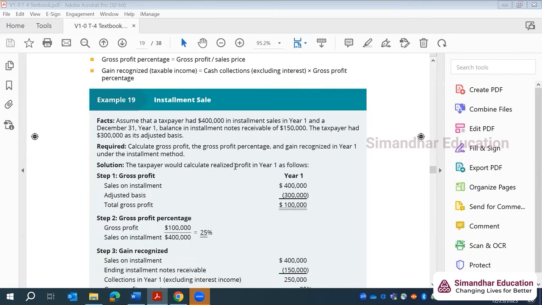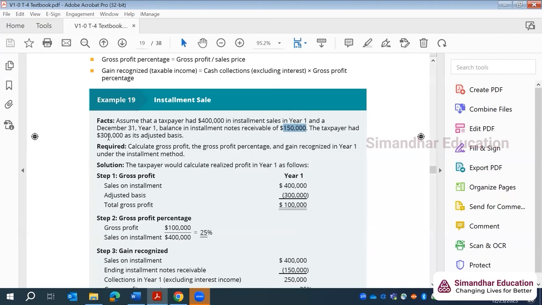Assume that a taxpayer has $400,000 in installment sale in year one, and a December 31st year one balance in the installment notes receivable is $150,000. So the installment sale was for $400,000. There is a balance that is yet to be received on this installment sale of $150,000. So what does this mean? How much of the installment sale money have we already received? If $150,000 is my balance on the 31st, that means I have already received $250,000.